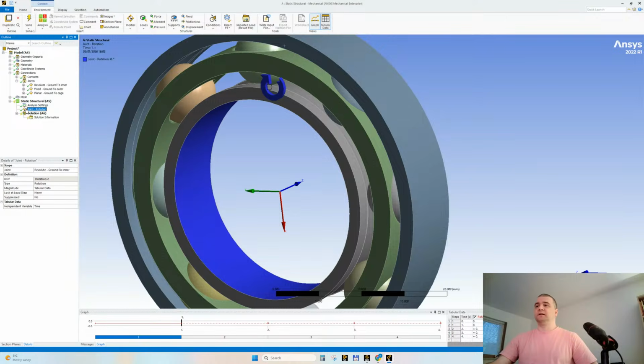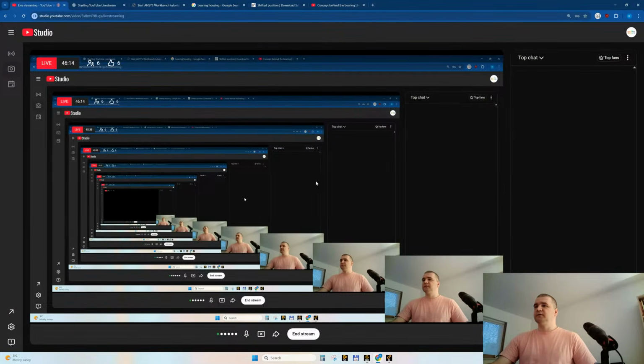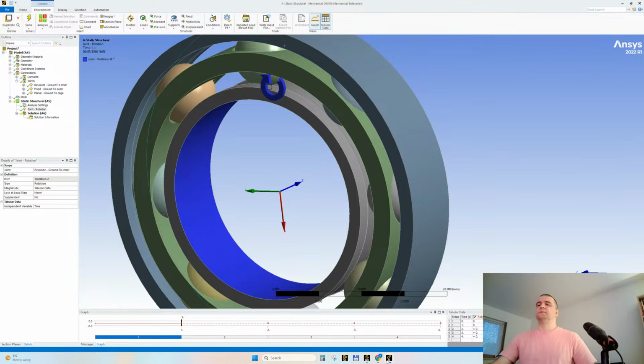Let's apply the values. In order for you to see the tabular data, let's check a little the positioning of the window on the stream.